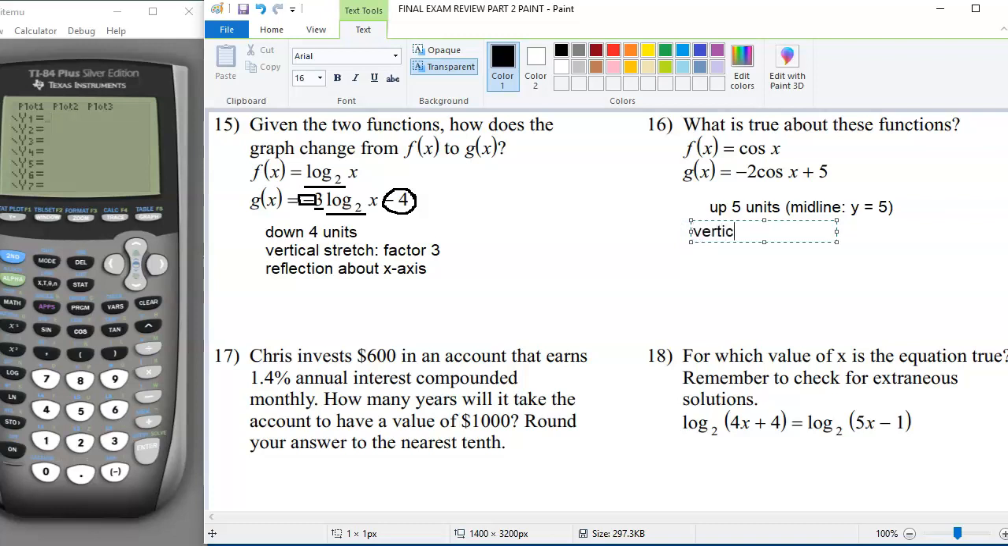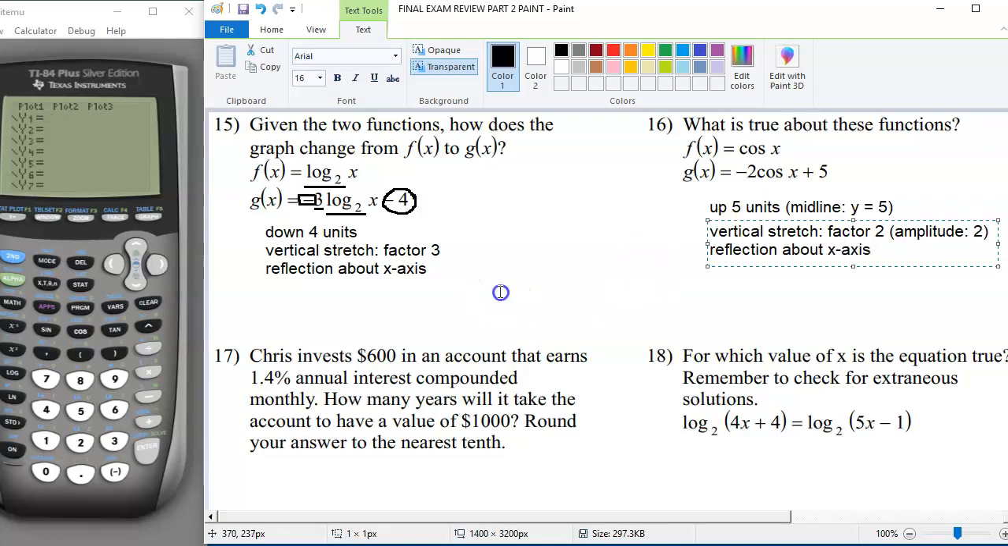Whenever we are doing a vertical stretch, in this case the factor was 2, we don't actually, in trig language, call it a vertical stretch with a factor of 2. We would then add to the story something about the amplitude being 2. Okay, the amplitude is just your distance from the midline to the highest part of the graph, or the lowest part. Okay, and then last but not least, the same thing as last time, we have a reflection about the x-axis. All right, let's roll on here.